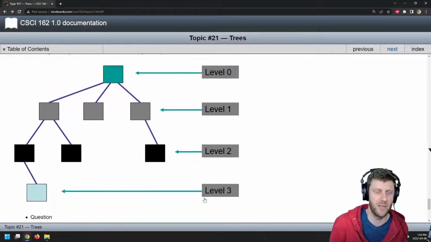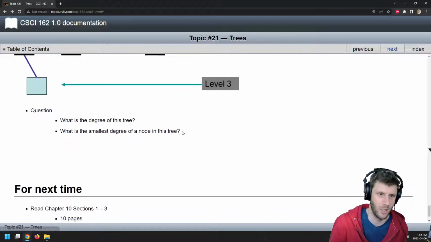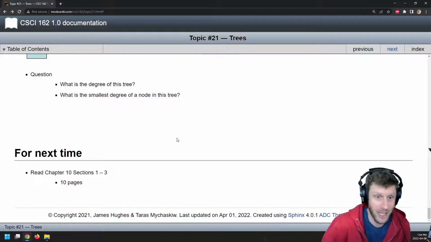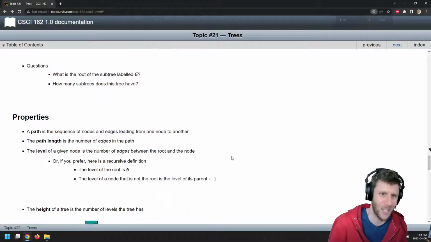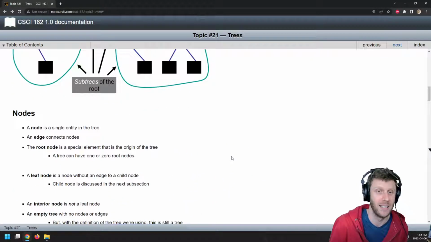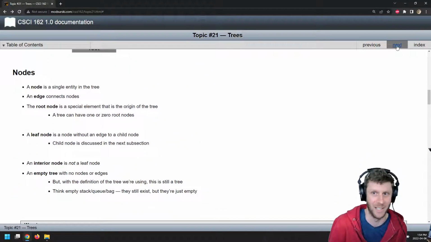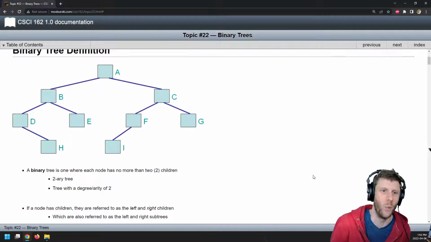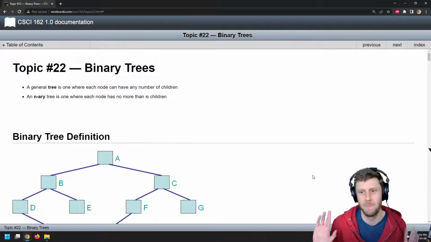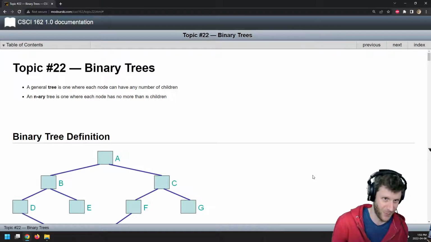What is the degree of this tree? We already did that. What is the smallest degree of a node in this tree? We already did 0. Great. That's trees. Any questions about trees? At this point, it was just definitions. And from here it's going to get simpler because we're only going to be talking about binary trees. And a binary tree is one where the degree is 2. Okay?